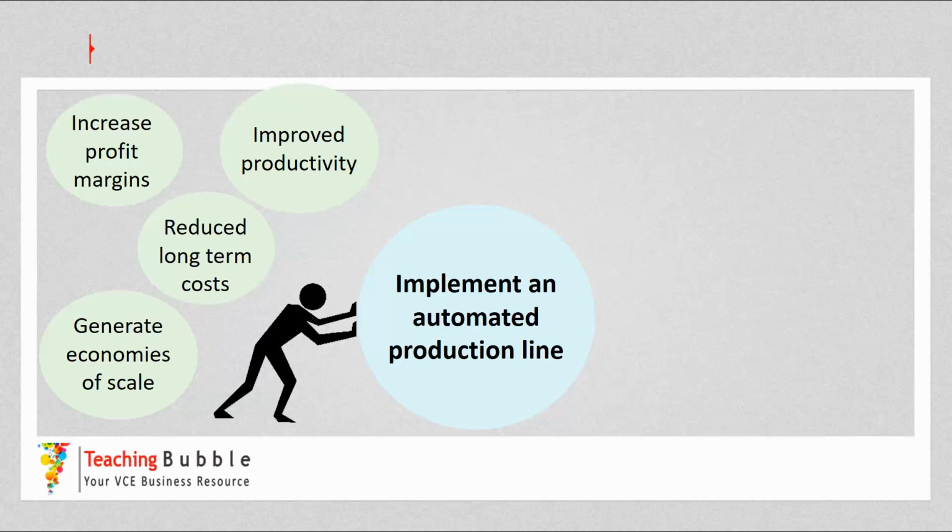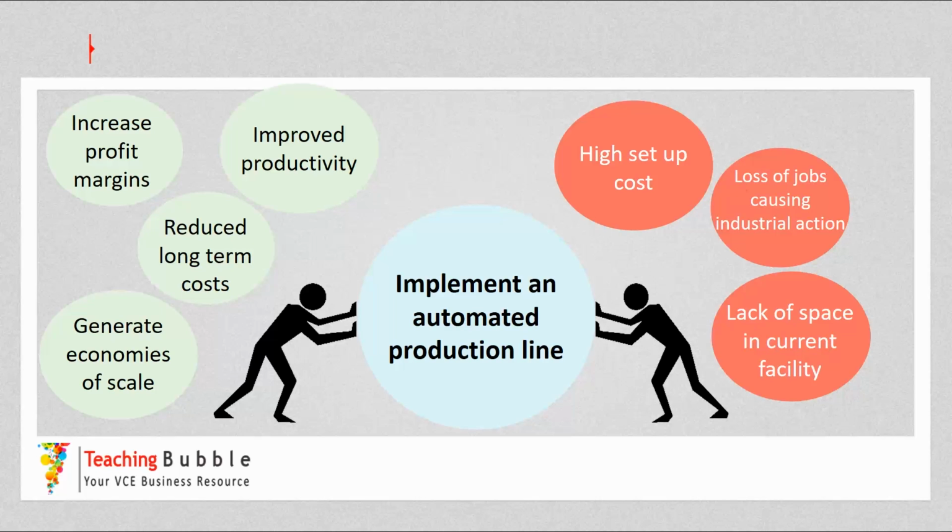However, you can see how they could be driving forces that are helping support this business in implementing an automated production line. But on the flip side, there would also be restraining forces. Things like high setup costs. Possibly they're fearing loss of jobs, and that could cause industrial action. Maybe they have a lack of space in their current facility, so they feel they'll have to purchase a new facility, which again is going to be costly. Once a business has identified what those driving and restraining forces are, it gives them a really clear picture of whether this change is going to be successfully implemented. Are there enough driving forces to help support the change? And are there ways of overcoming the restraining forces?